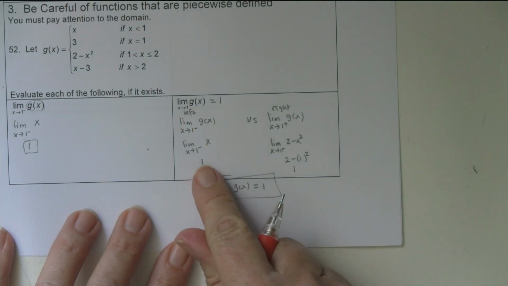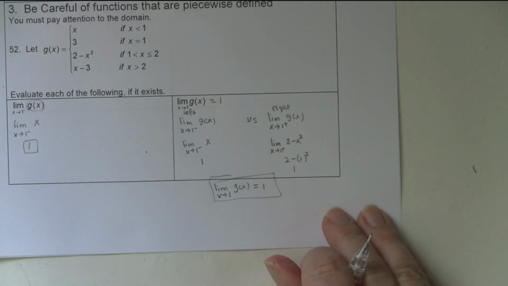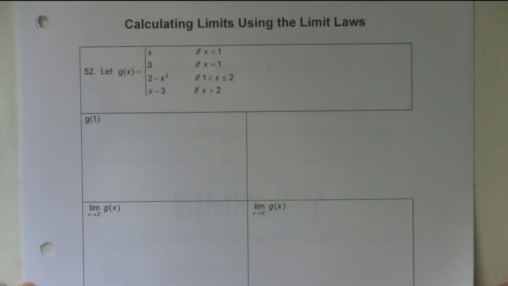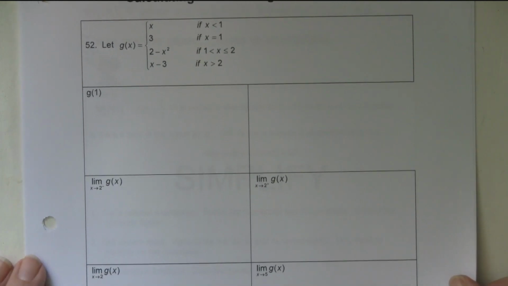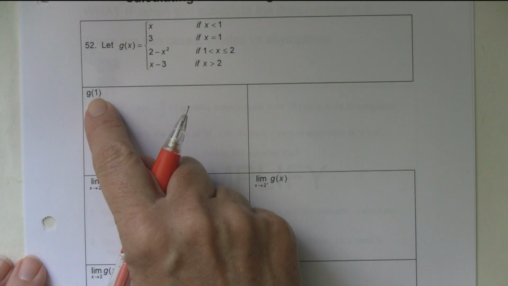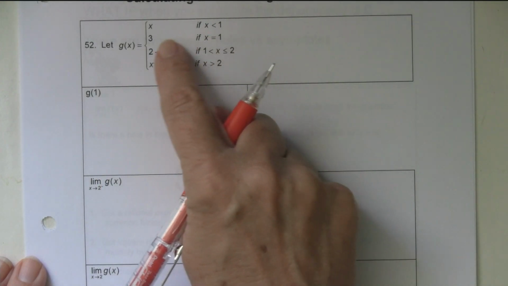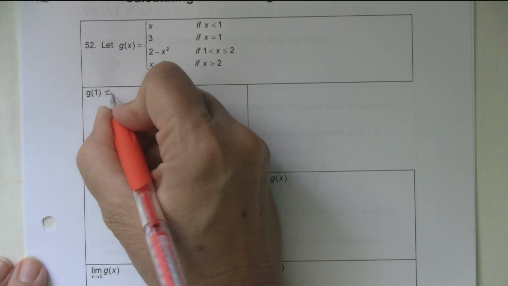You might be saying, what if these weren't the same? Then what would I do? And good news, that's the next problem. So on the next page, we're back to problem 52, and I ask you, what is g at 1? And this is not saying a little bit before 1, a little bit after 1, like a limit would. This is saying exactly at 1. And so this is what I would use if I was exactly at 1. So this is equal to 3.